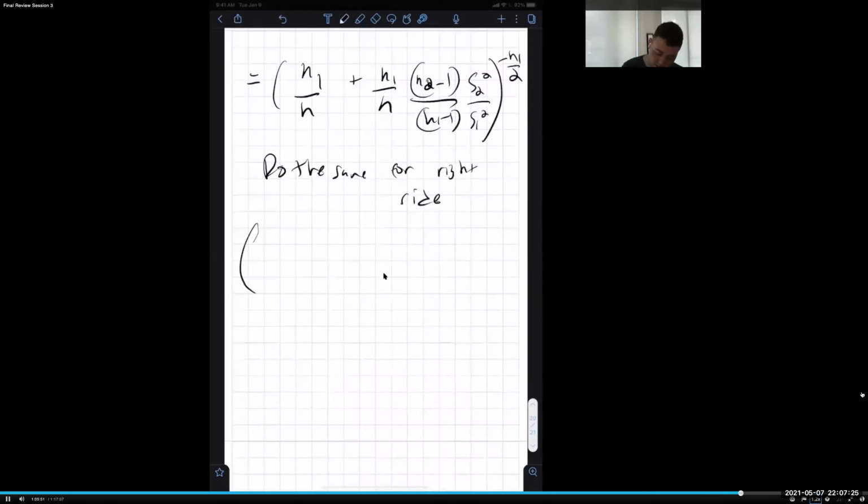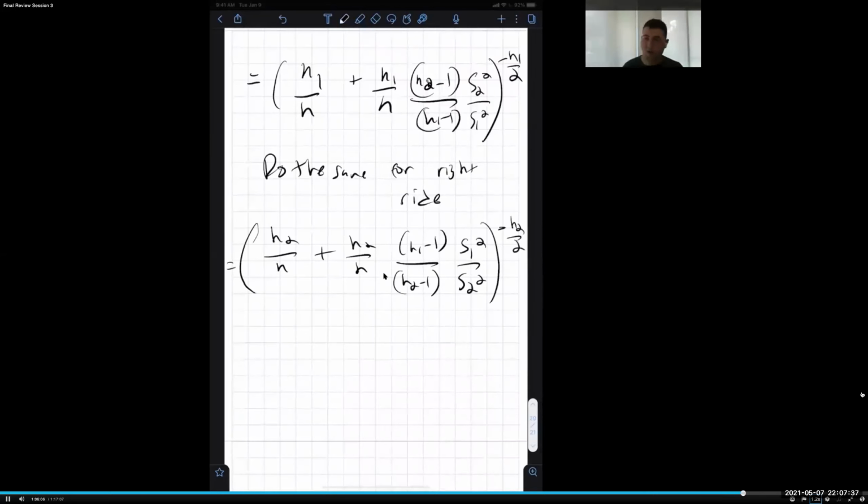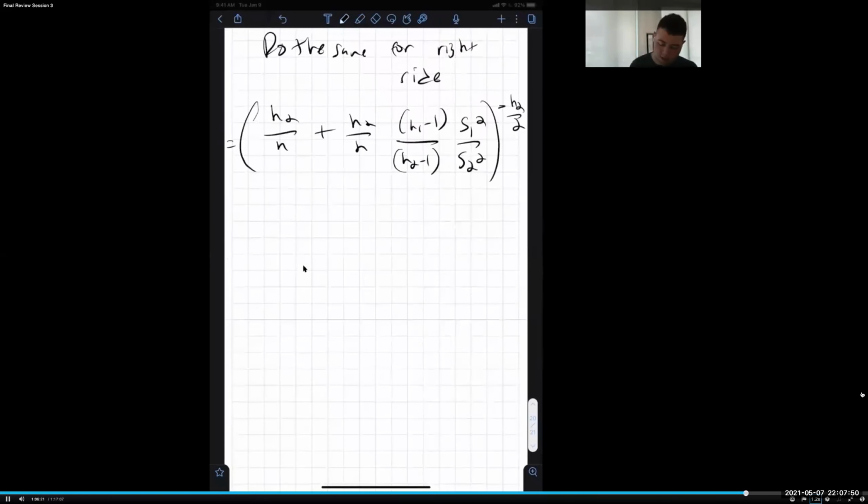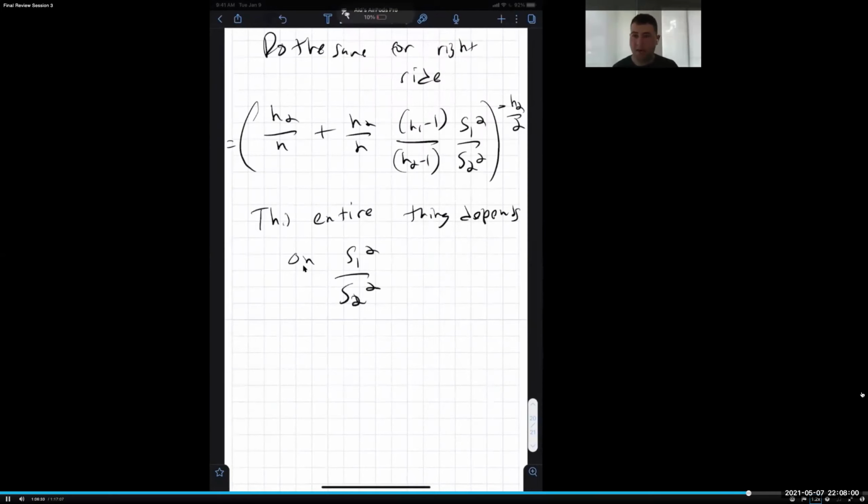And the right side will just be the same thing, but it's going to be n2 over n plus n2 over n, n1 minus 1, n2 minus 1, s1 squared over s2 squared to the negative n2 over 2. So now the entire point of this question is essentially to see that this entire thing just depends on this ratio here, either the inverse or itself. It doesn't really matter which way you put it: S1 squared over S2 squared. That's just the key assumption here.